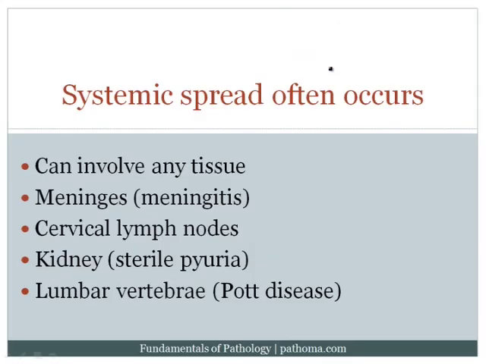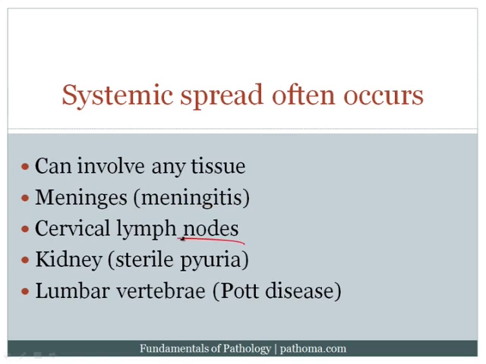Now, remember that TB can also spread to multiple distant sites within the body. It can basically spread to any tissue. However, there are a few high-yield tissues to be aware of. First of all, it can go to the meninges, giving a patient meningitis, and it's important to remember that when it goes to the meninges, it usually involves the meninges at the base of the brain. That's particularly high yield. So, meningitis with granulomas at the base of the brain.